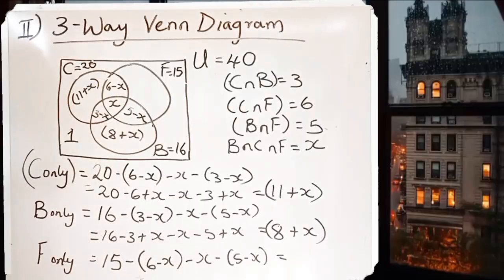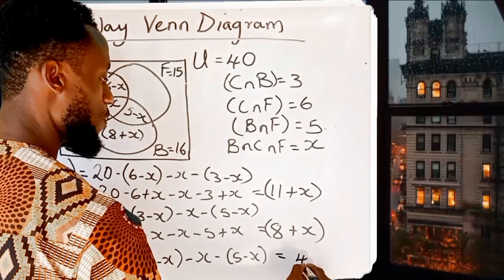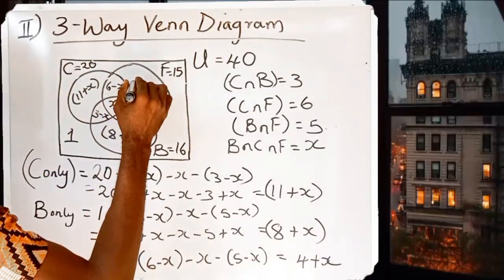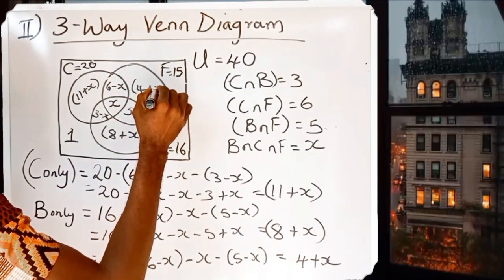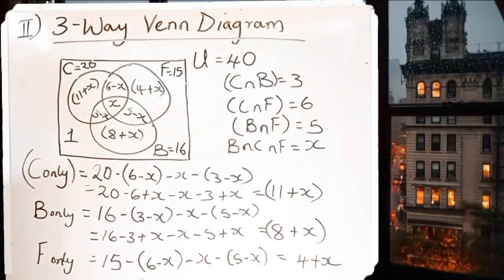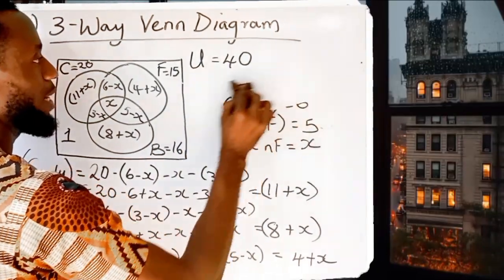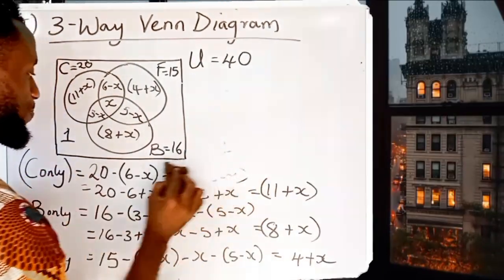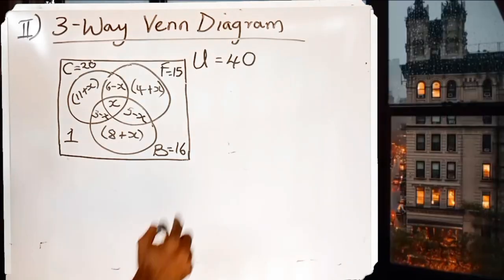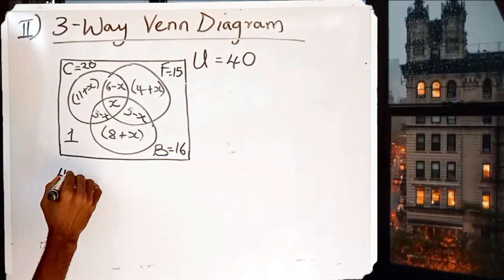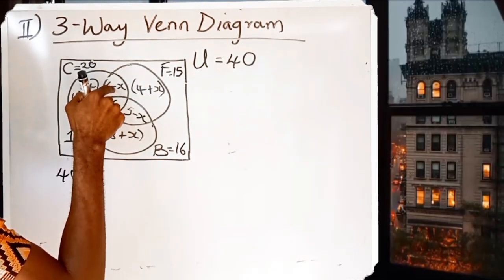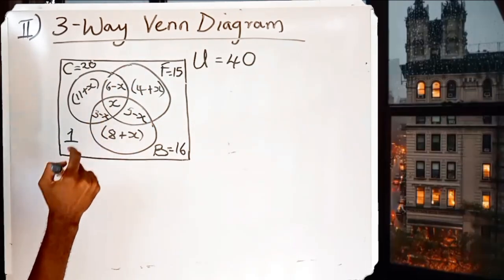And if you neatly open that, this is going to come out as 4 plus X. So here comes out 4 plus X. Now that I have all the sections I need, I can erase all this, because I will be able to find my combination of all three now.